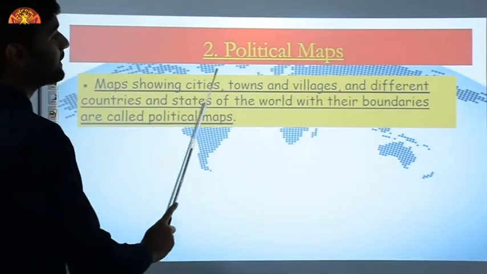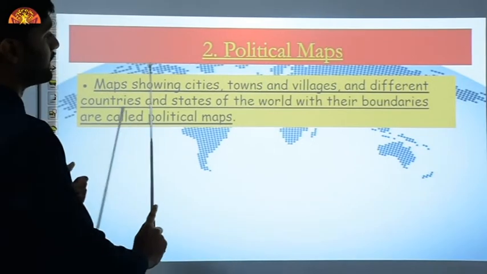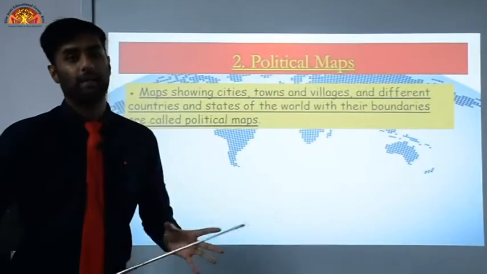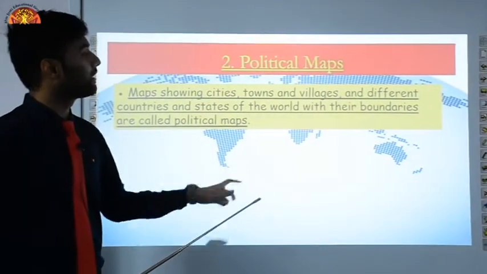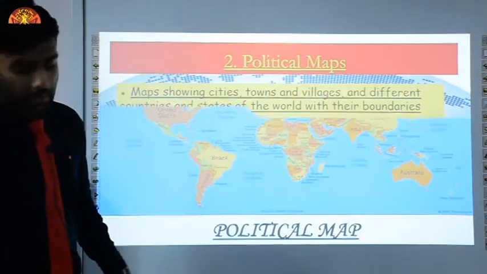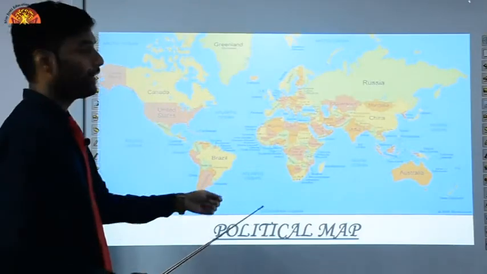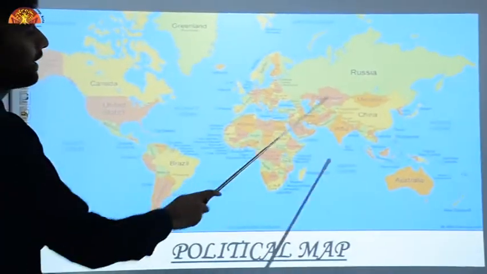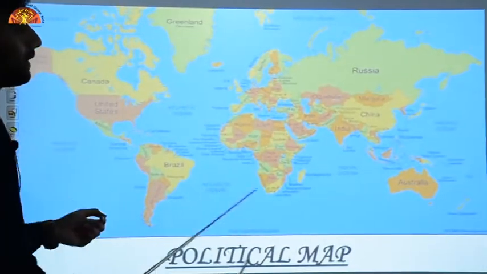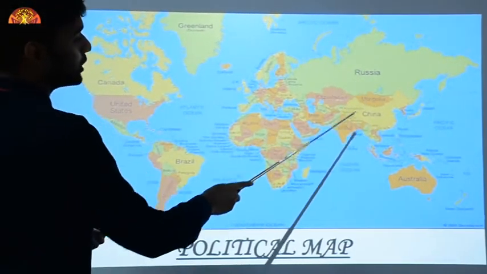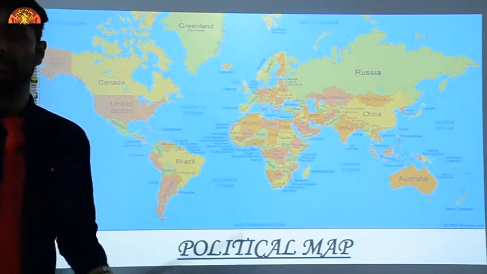Maps showing cities, towns and villages and different countries and states of the world with their boundaries are called political maps. On political maps, I'll be able to see different countries, their boundaries, cities, towns and villages and so on. Here is an example of the world map, okay, political world map. Now, in this map, I can't see where is the Himalaya range or where is Lake Superior or other things. But this map is telling me where is Russia, China, India, Canada and so on.